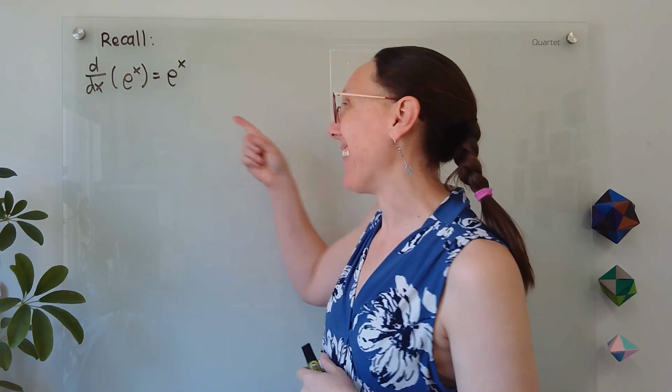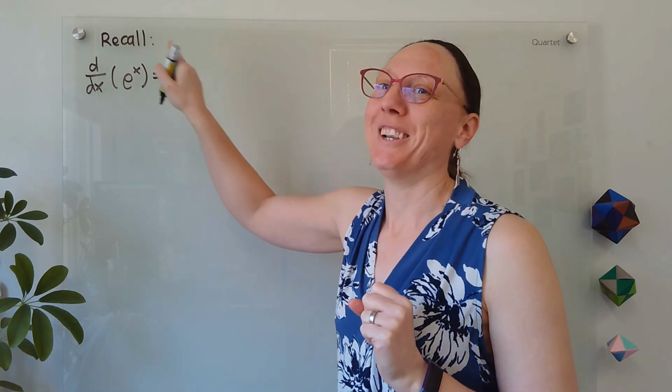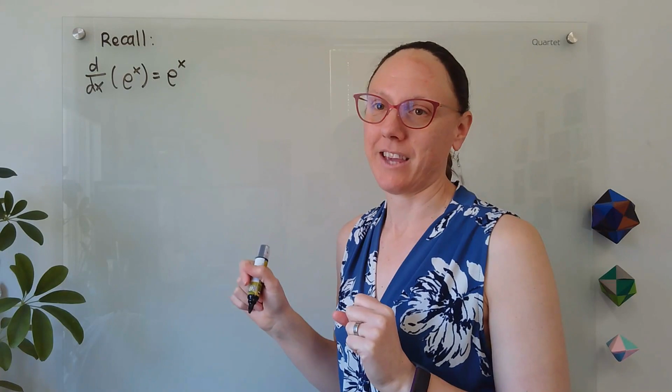Today what I want to talk about is how we can use implicit differentiation and this fact here to come up with what the derivative of natural log of x is. Just as a quick recap, we already talked about this last time, but the derivative of e to the x is e to the x.